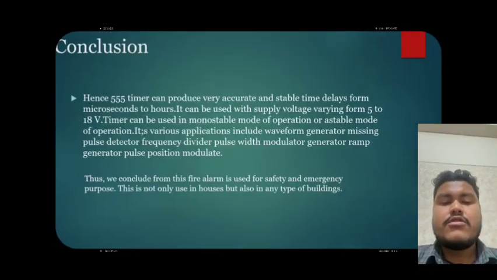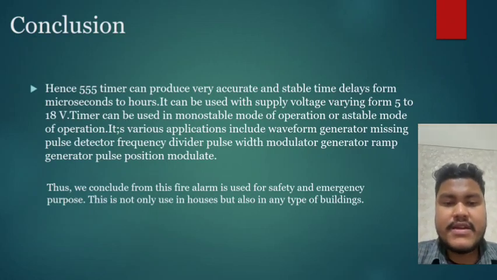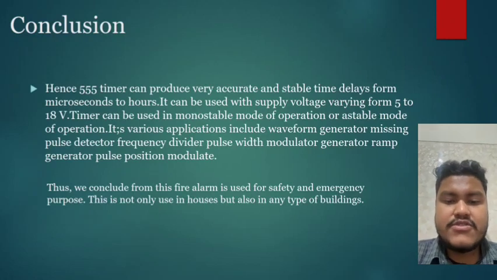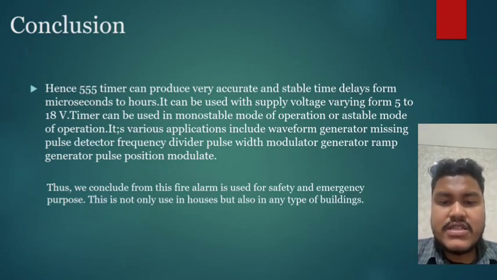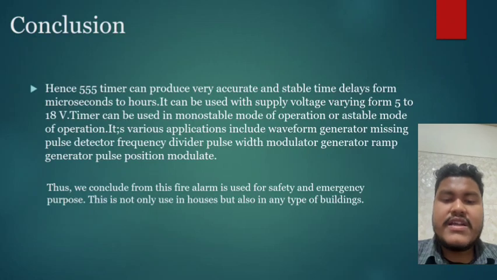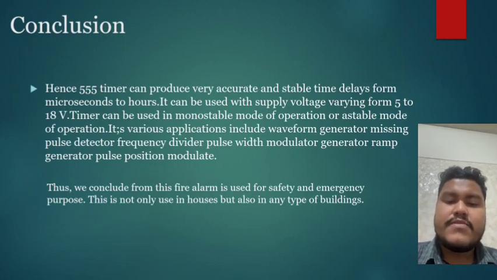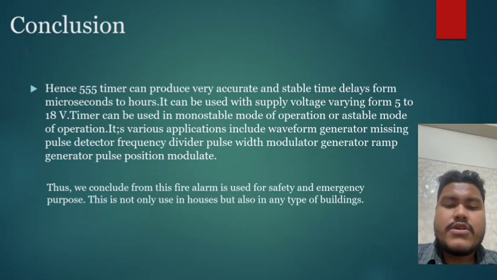The last part is the conclusion. Here the 555 timer can produce very accurate and stable time delays from microseconds to hours. It can be used with a supply voltage varying from 5 to 18 volt. The timer can be used in monostable mode or astable mode of operation. Its various applications include waveform generator, missing pulse detector, frequency divider, pulse width modulator, ramp generator, and pulse position modulator.